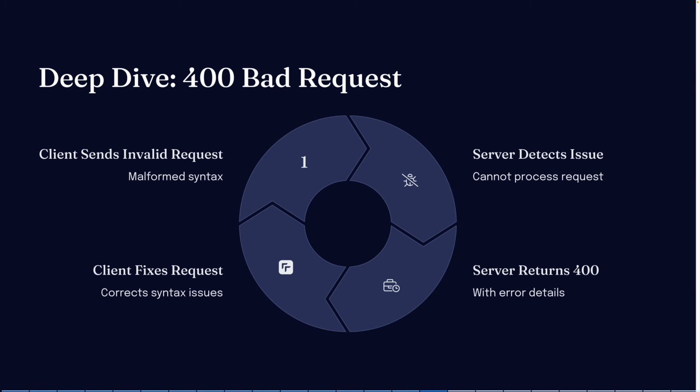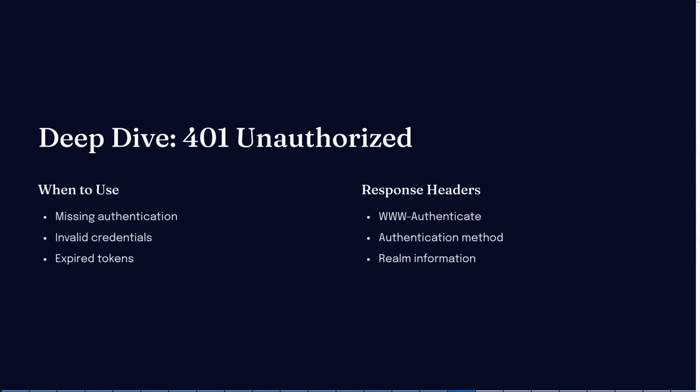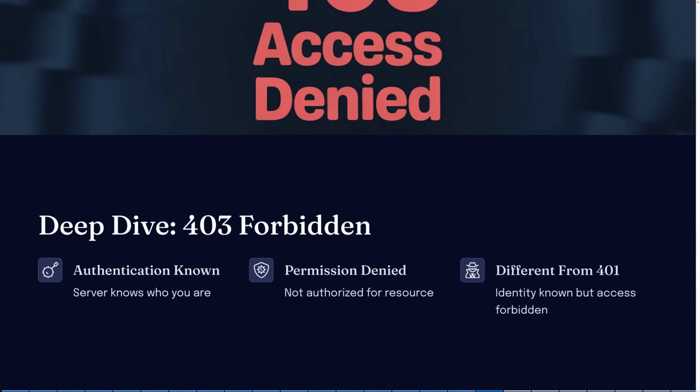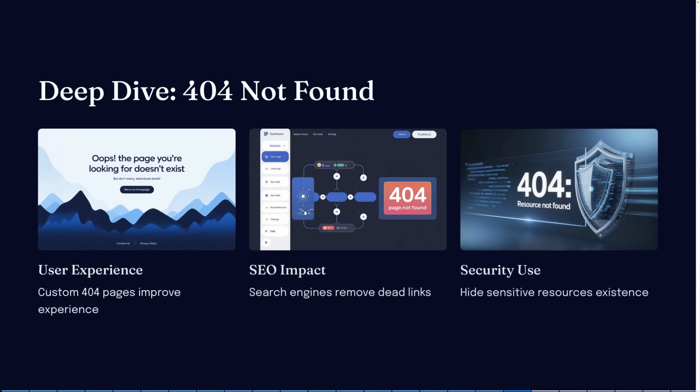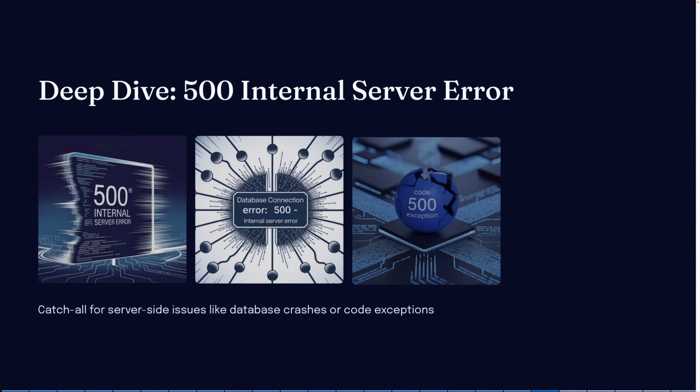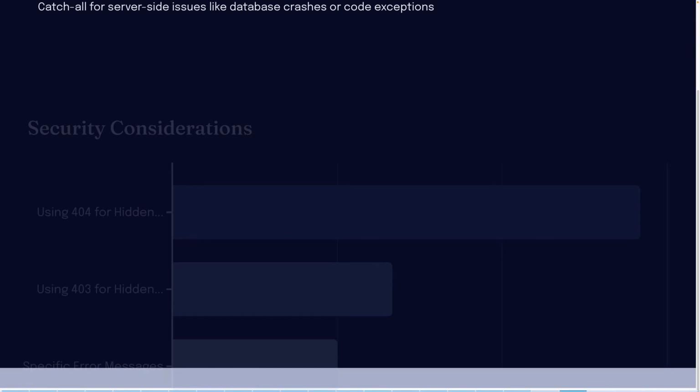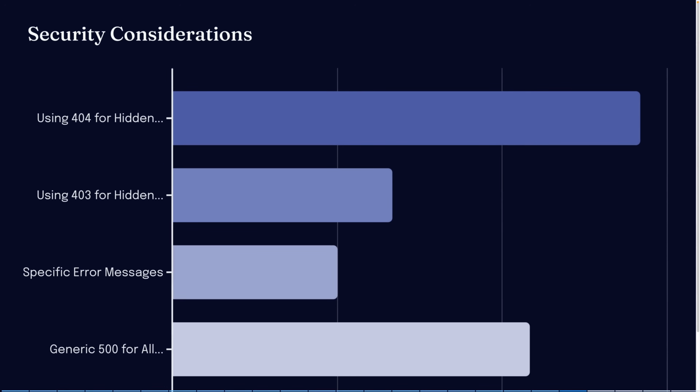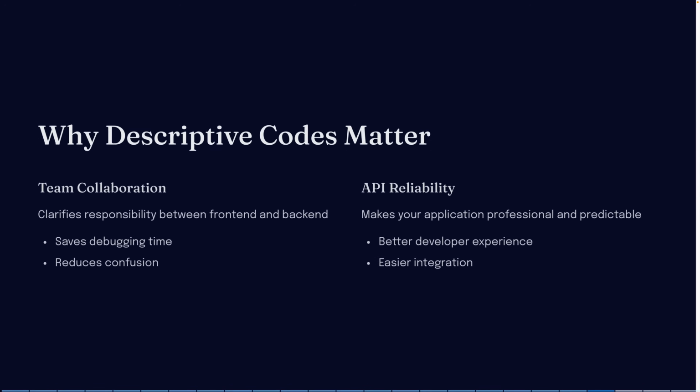So 400 bad request is for invalid client input, like a malformed URL. 401 unauthorized means the client needs to log in. 403 forbidden means the authentication is known, but access is forbidden, something like that. 401 you already know about. And 500 internal server error catches server-side issues like database problems. Security consideration: use 404 for hidden resources. These are all normal things.